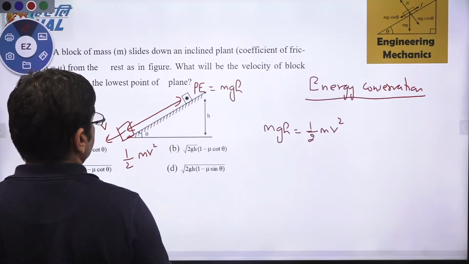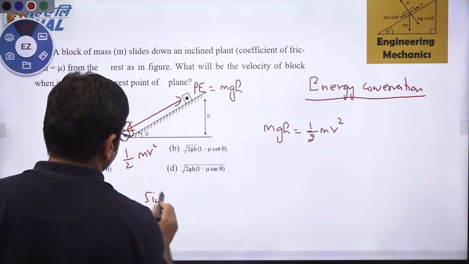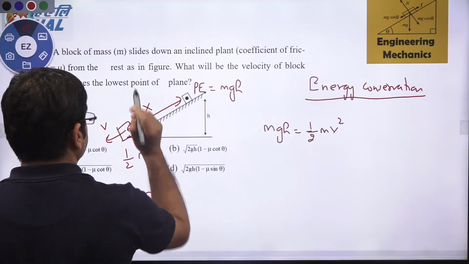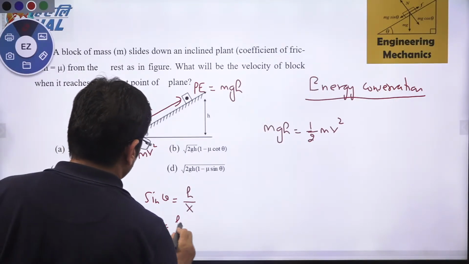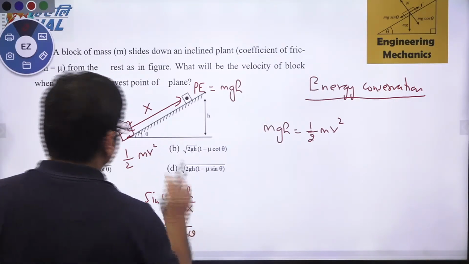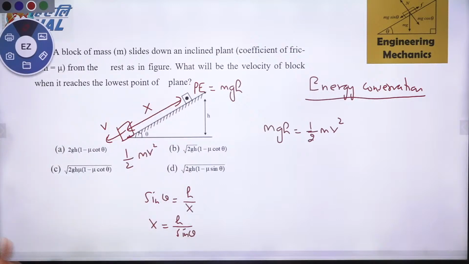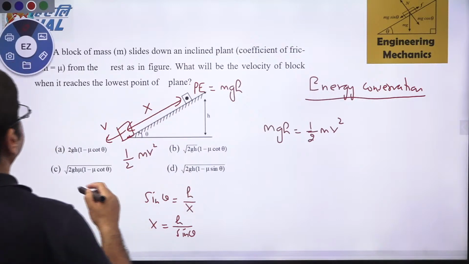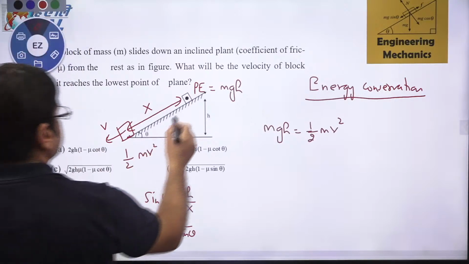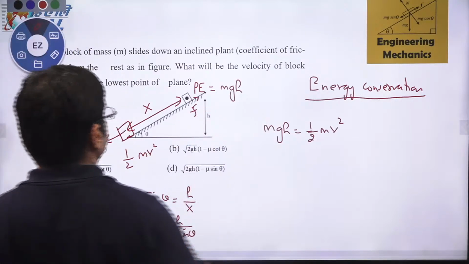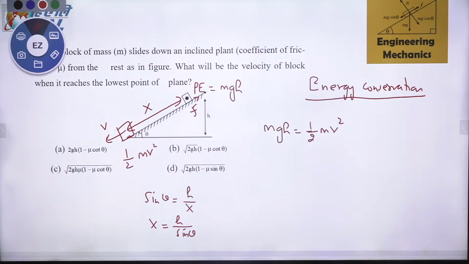H. So let's say this length is x. Sine theta is h over x, so x is h over sine theta. That is the length. Now let us say there's a friction acting on this particular body. Coefficient of friction is also given to us. So let us say friction force is F acting on this body.